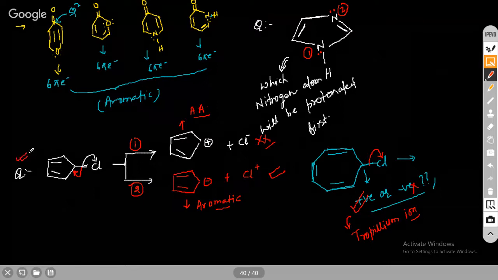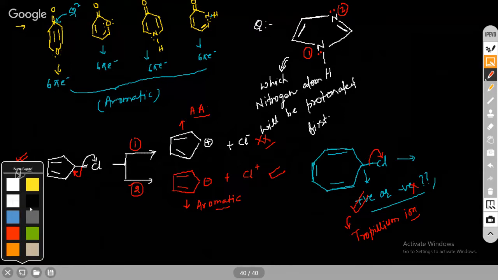Okay, so that's another type. You will require this kind of question in reactions. Suppose you have to form some product and see how the bond breaks. So aromaticity you also have to keep in mind. Okay, one more question you see.